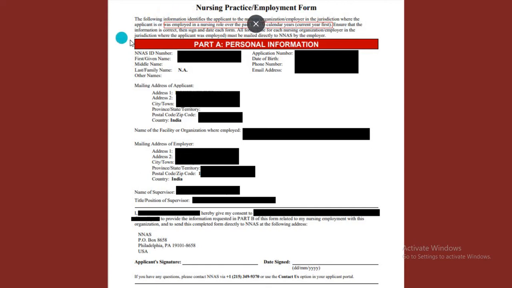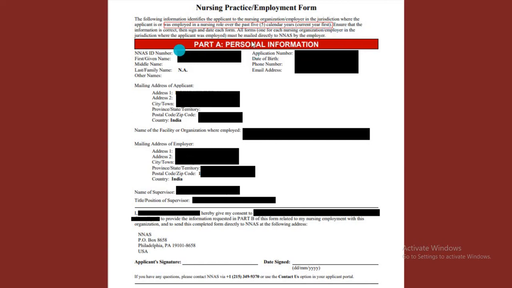Now here, as you can see in the instructions, it is written: the following information identifies the applicant to the nursing organization or employer in the jurisdiction where the applicant is or was employed in a nursing role over the past 5 calendar years. For the past 5 years, the current year is the first year. So they have mentioned in which order your employment will be calculated, so the current year they will be calculating as the first year.